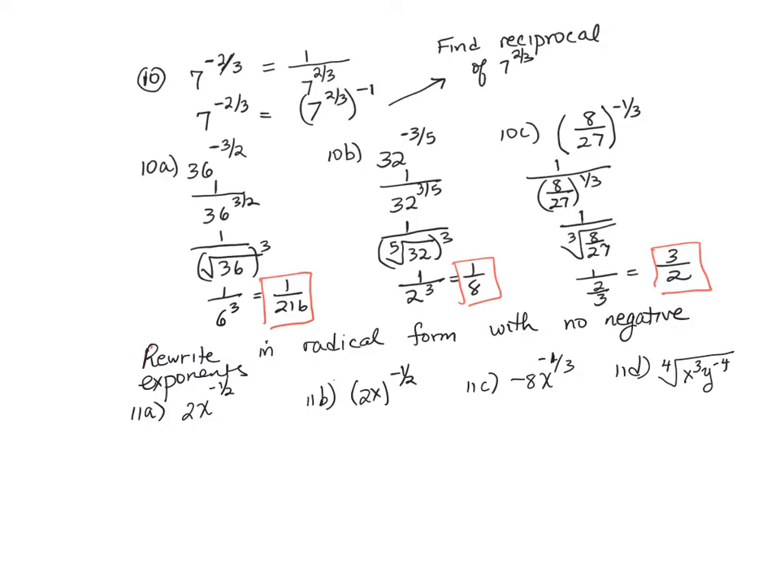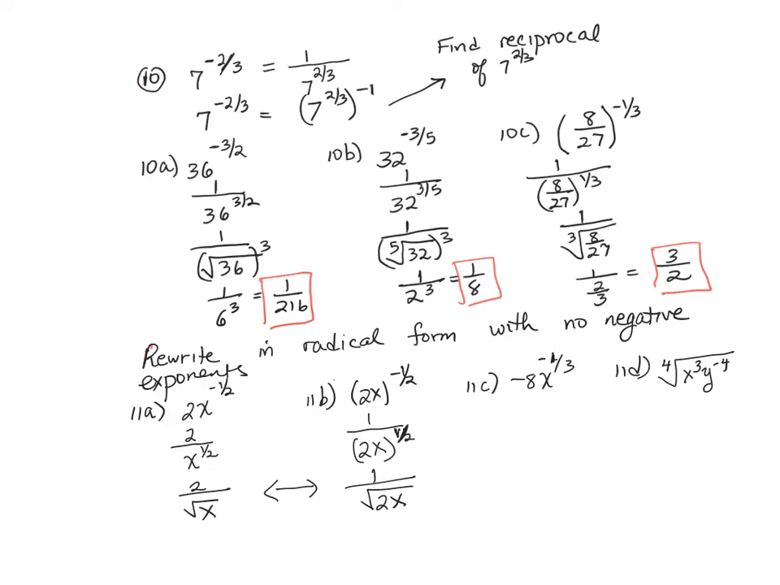So this negative exponent in 11a belongs only to the x. So we could write that as 2 over x to the 1/2, which is 2 over the square root of x. Whereas in 11b, the negative 1/2 belongs to the whole expression because of those parentheses. This is 1 over 2x to the 1/2, which can be written as 1 over the square root of 2x. So please notice the difference between these two.